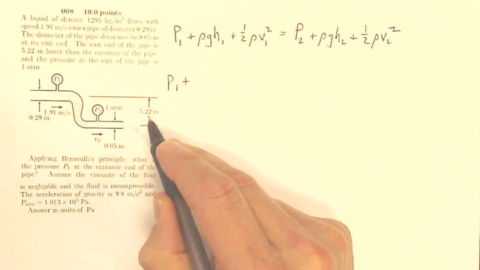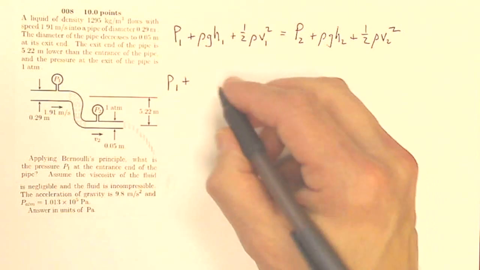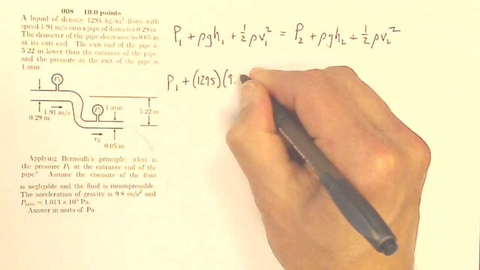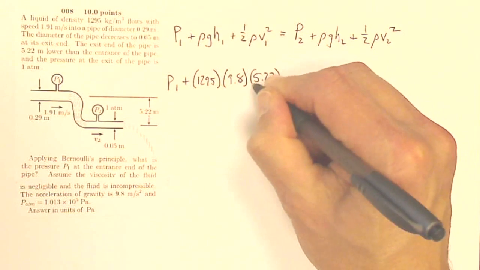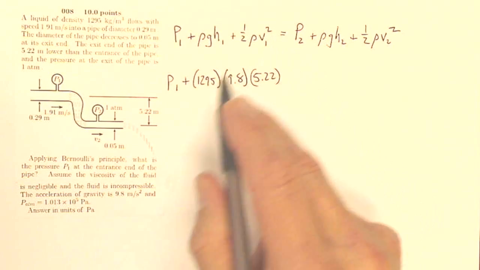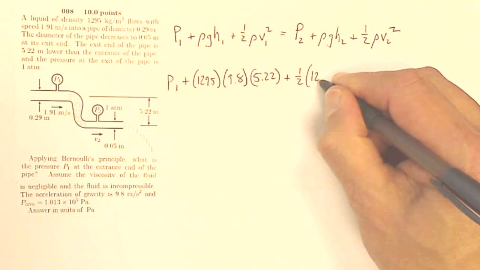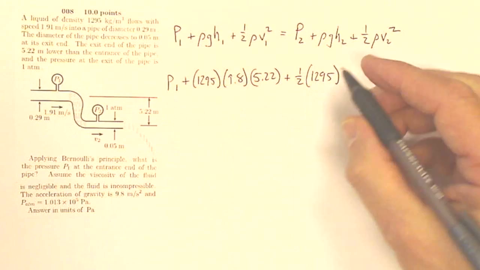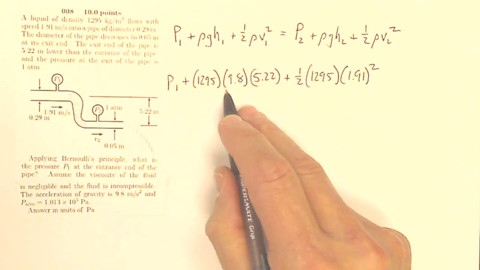My height here is 5.22 meters, my g is 9.8, and my density is 1295. So I've got 1295 for my density, a g of 9.8, and a height of 5.22 meters. So that's this gravity term. 1/2 rho v1 squared, let's see. That's going to be 1/2, the density, again, is 1295, and my initial velocity is 1.91 meters per second. So these are two terms that I know everything about.